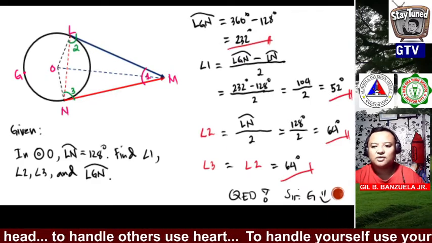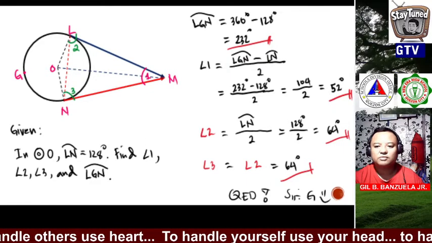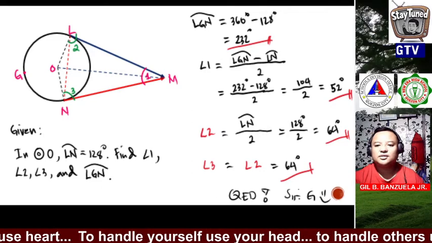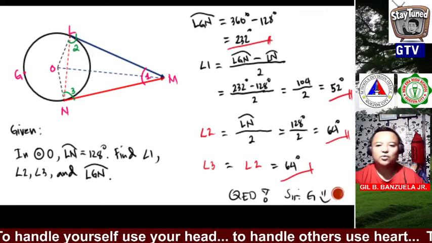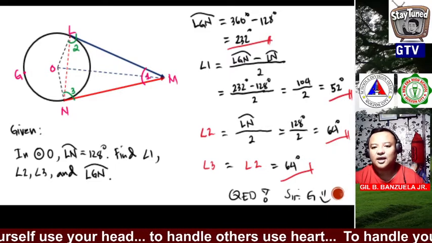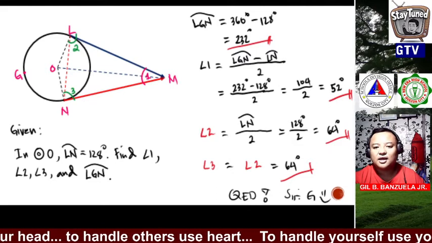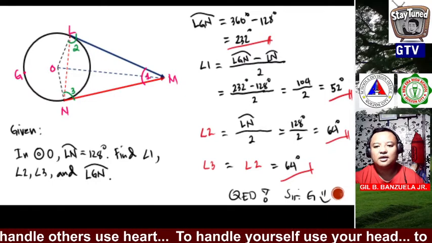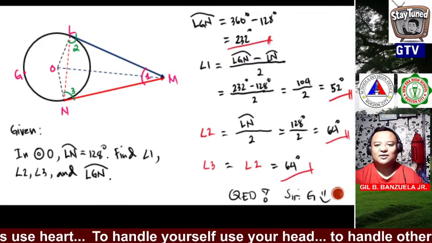And for the number 2 problem, that is our solution. I hope you got that angle 1 is equal to 52 degrees, angle 2 is 64 degrees, and angle 3 is 64 degrees because angle 2 and angle 3 are base angles. Remember, triangle LMN is an isosceles triangle, so the base angles are equal. Very easy, guys.